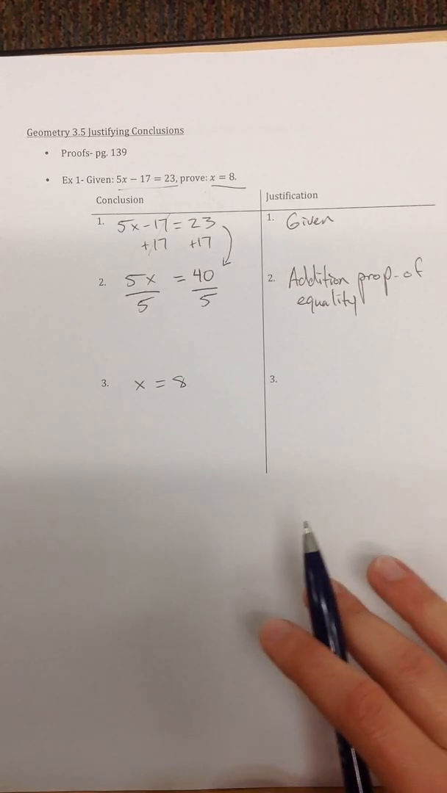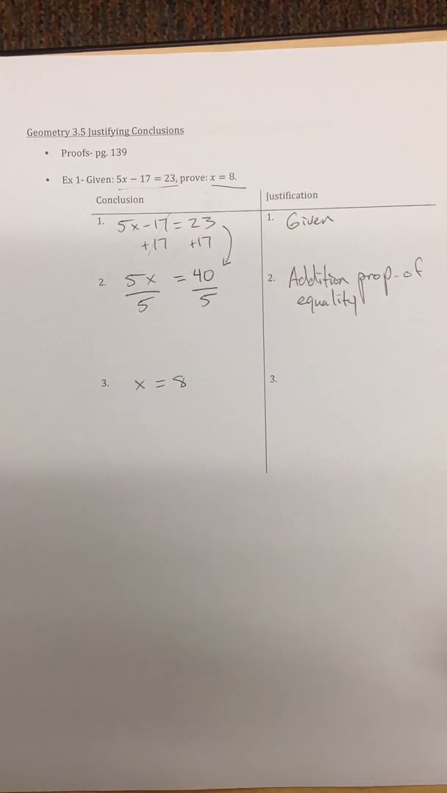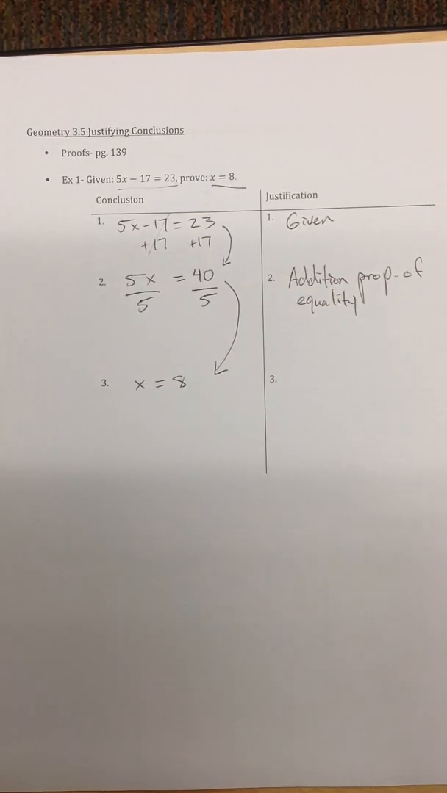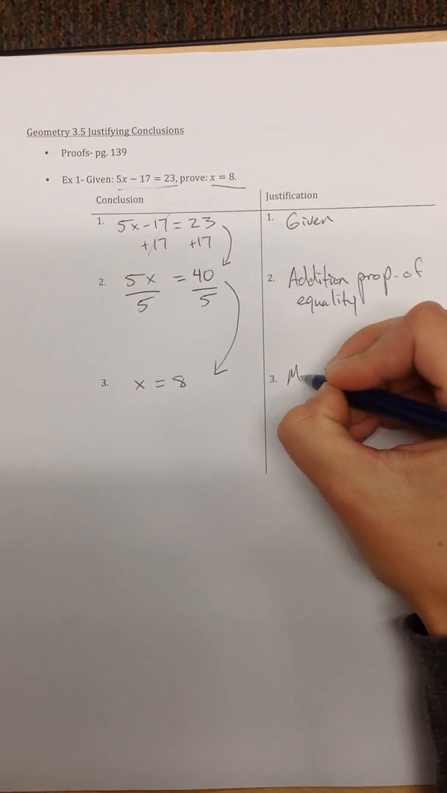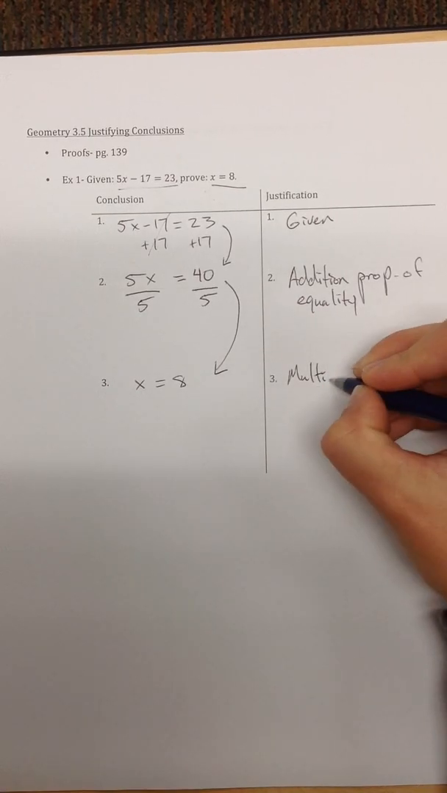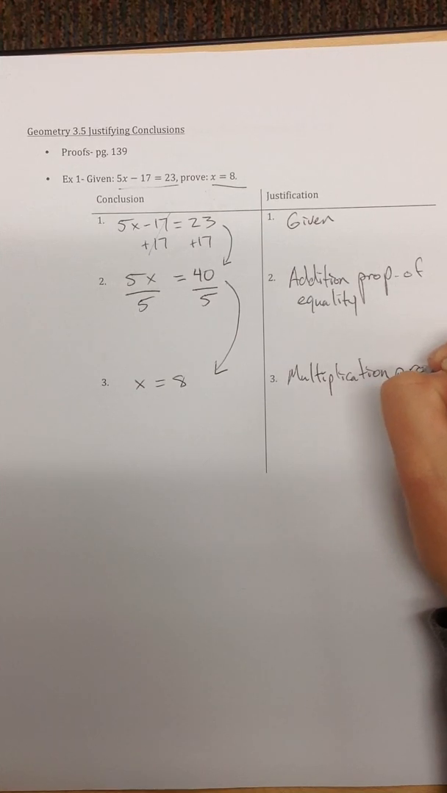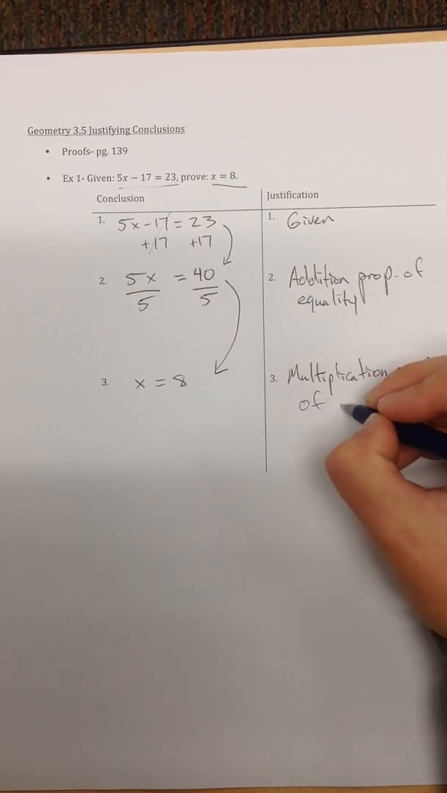Okay. Now the important thing isn't getting to that answer, the important thing is showing how we got from step to step. So from the second step to the third step, we divided each side by 5, which we don't have a division property, but we do have a multiplication property. So if we multiply by the reciprocal, which would be 1/5, that's the same thing as dividing by 5. So here we're going to use multiplication property of equality.